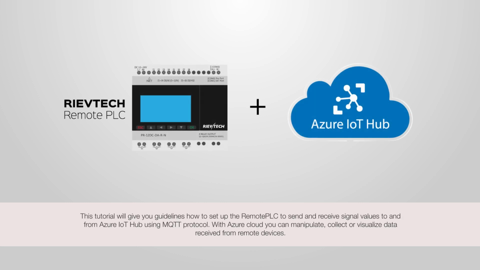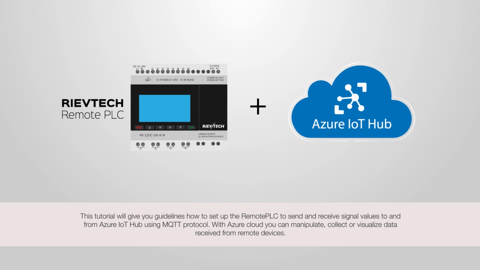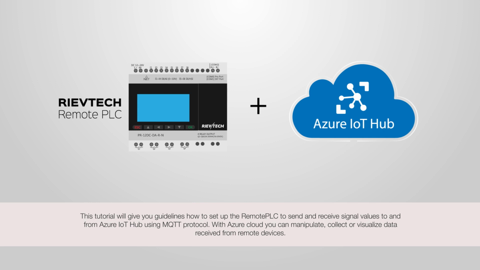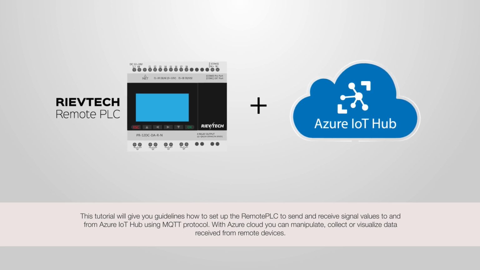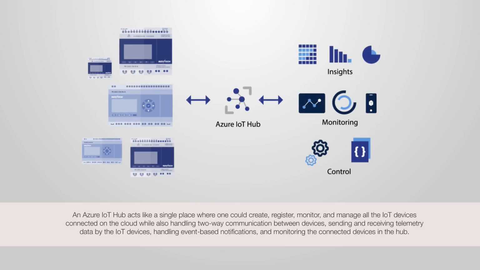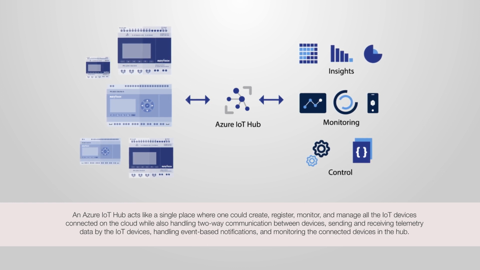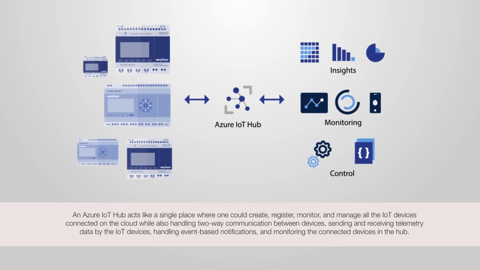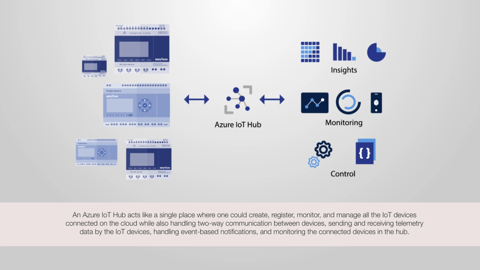This tutorial will give you guidelines how to set up the remote PLC to send and receive signal values to and from Azure IoT Hub using MQTT protocol. With Azure Cloud, you can manipulate, collect, or visualize data received from remote devices. And Azure IoT Hub acts like a single place where one could create, register, monitor, and manage all the IoT devices connected on the cloud while also handling two-way communication between devices, sending and receiving telemetry data by the IoT devices.